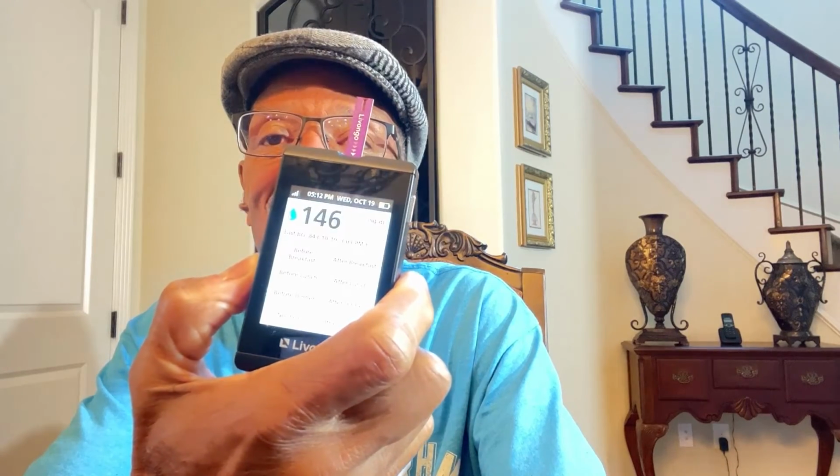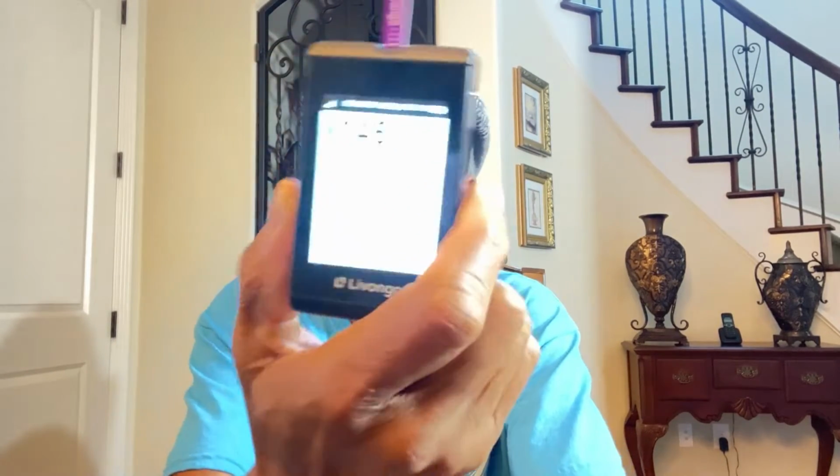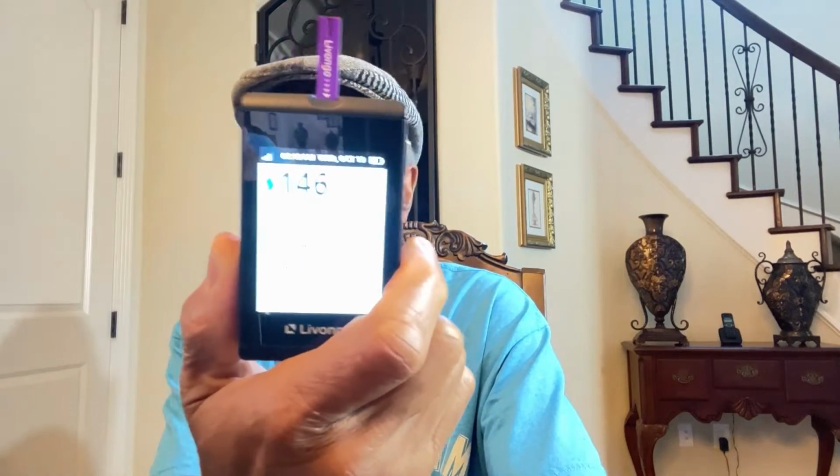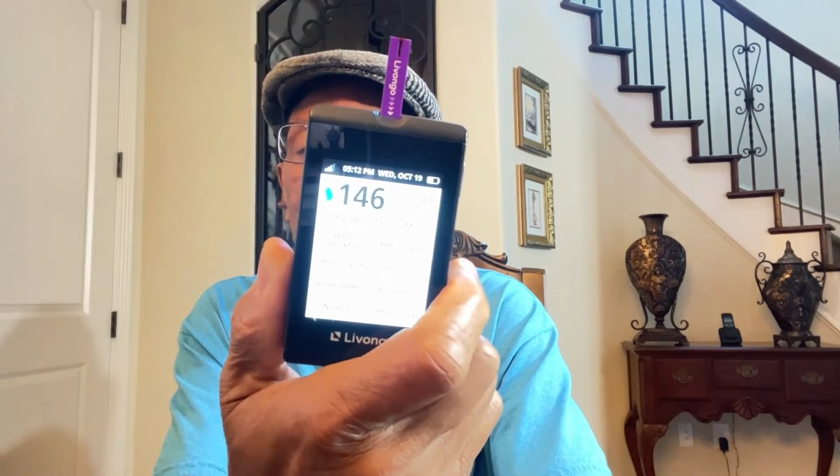So, I put a strip in here. Make sure the strip is good. Okay, here we go. That was enough blood. Let's see what it's doing. It's 146. 146. So that is pretty good, but not exactly where I would like it to be.